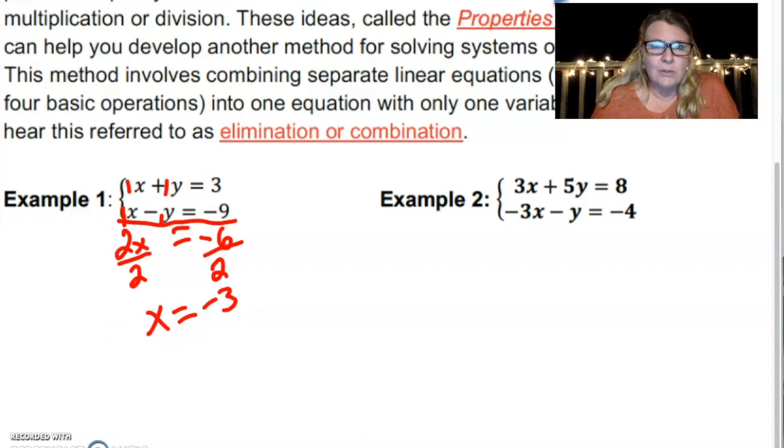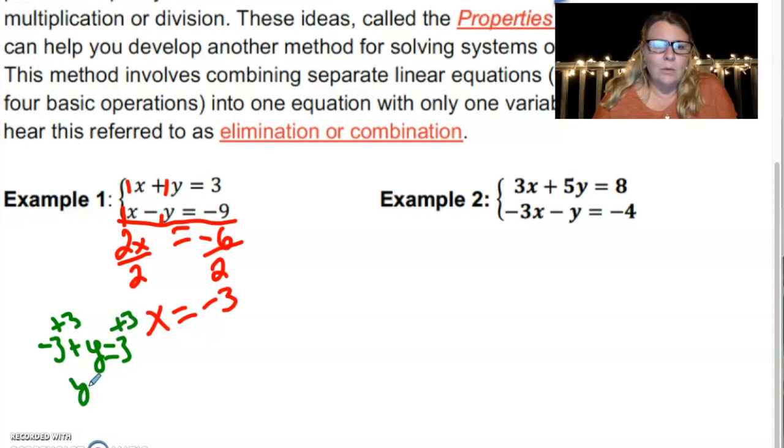I'll switch colors so we can see what we're doing separately. So we've got x is equal to negative 3. We're going to plug it into that original equation before we do anything to it. So x would be negative 3, plus y is equal to 3. Now we're going to solve for y, so we're going to add 3 to both sides.